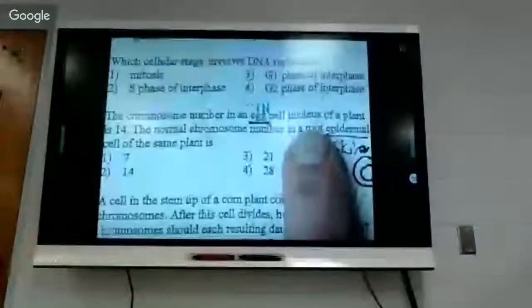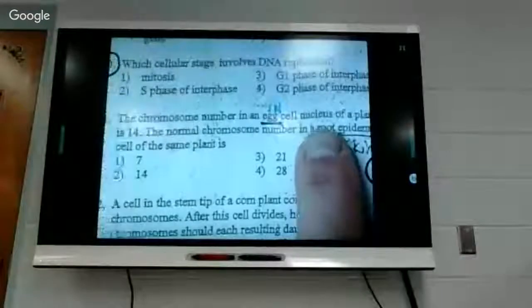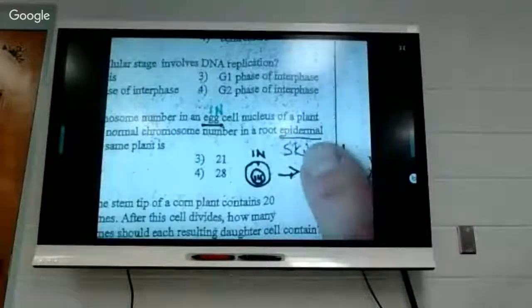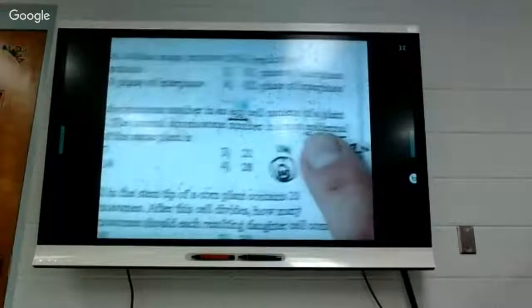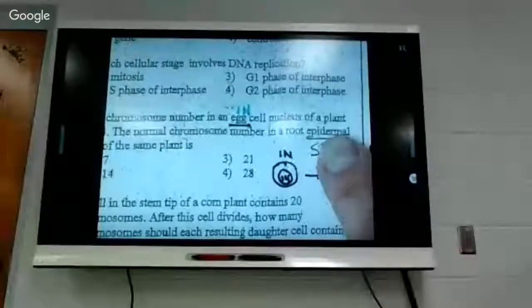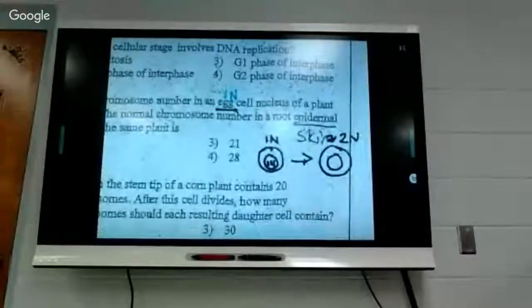So if a plant's egg cell has 1 in, 14, how many would be in an epidermal root cell? Well, first of all, you don't really have to know what epidermal means. That means skin, but root. Isn't the root the part of the body of the plant?